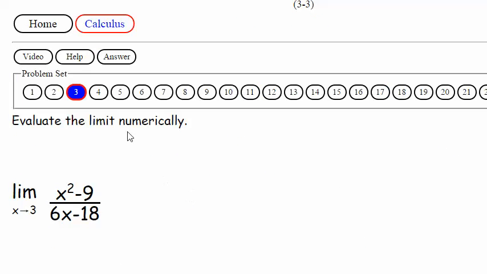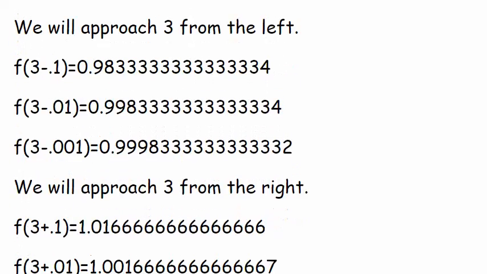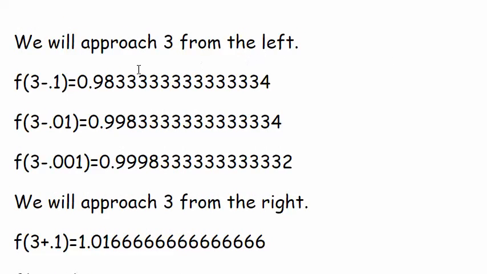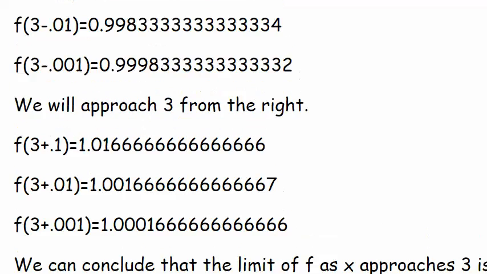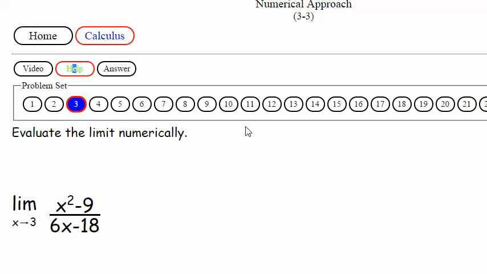But let's move over here real quick. I'm going to click the help button here. As you can see, we approach 3 from the left, so we get to 0.98, 0.99, 0.999. You can tell this is converging towards 1. Then we do it again from the right, and it looks like it's converging towards 1. And is it really converging towards 1?